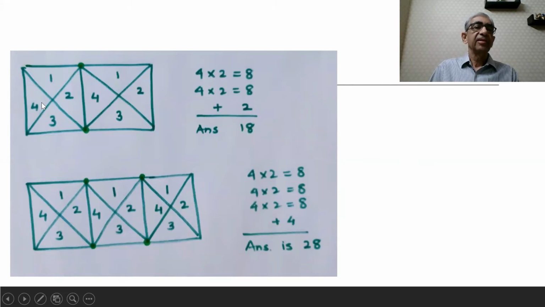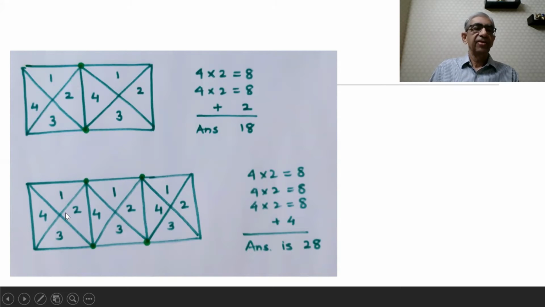See here. In this there are 4 partitions, so 8. In this also 4 partitions, so 8. And because of these 2 points, they are also forming a triangle. So this and these 2 triangles. So total number of triangles becomes 8.